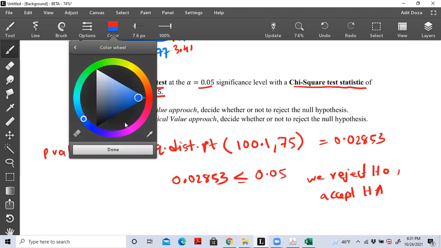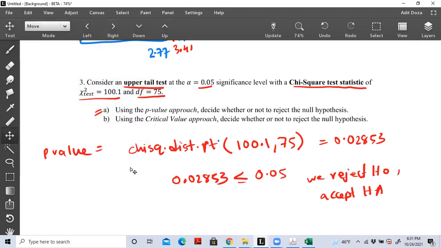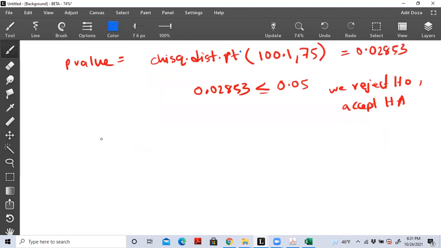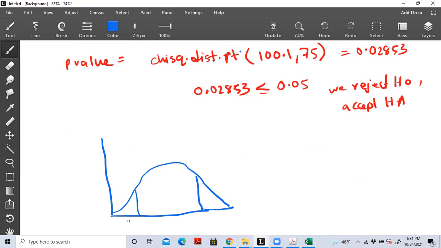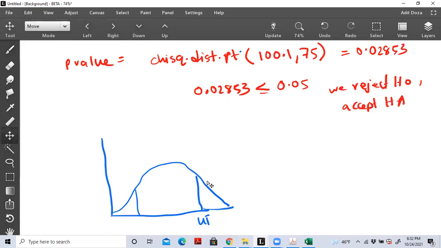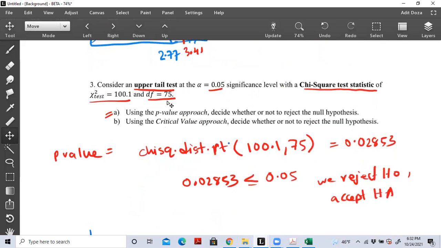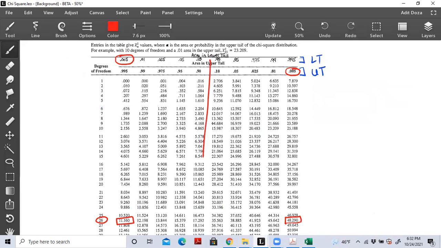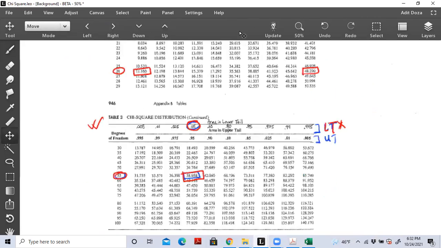So how about the critical value approach? Good thing in the question, they already said that it's the upper tail, right? Yeah, we use the table. So not the lower tail, but the upper tail. So we use the table to find the upper tail critical value. So chi-square, upper tail, and we need this information. Degree of freedom 75, and alpha is 0.05. So 75 means it's not on page 1.